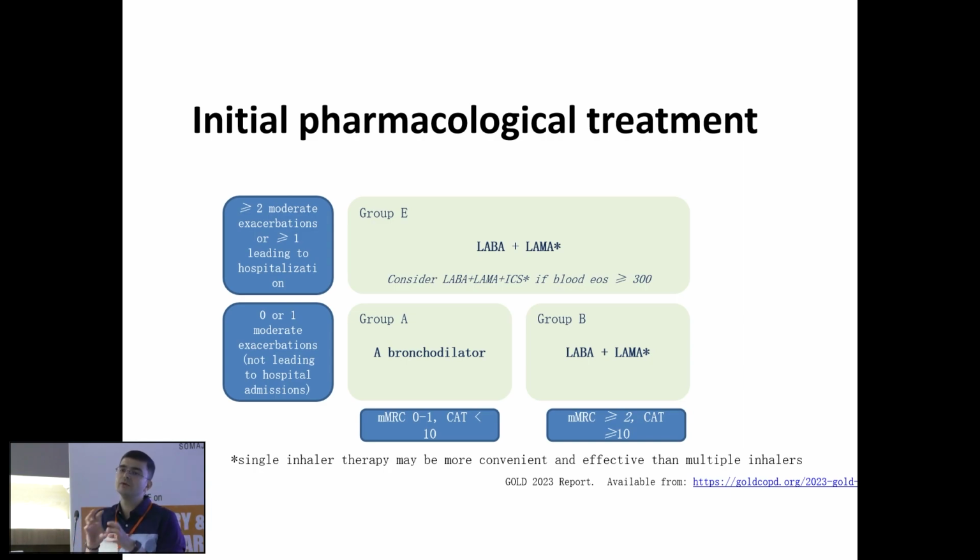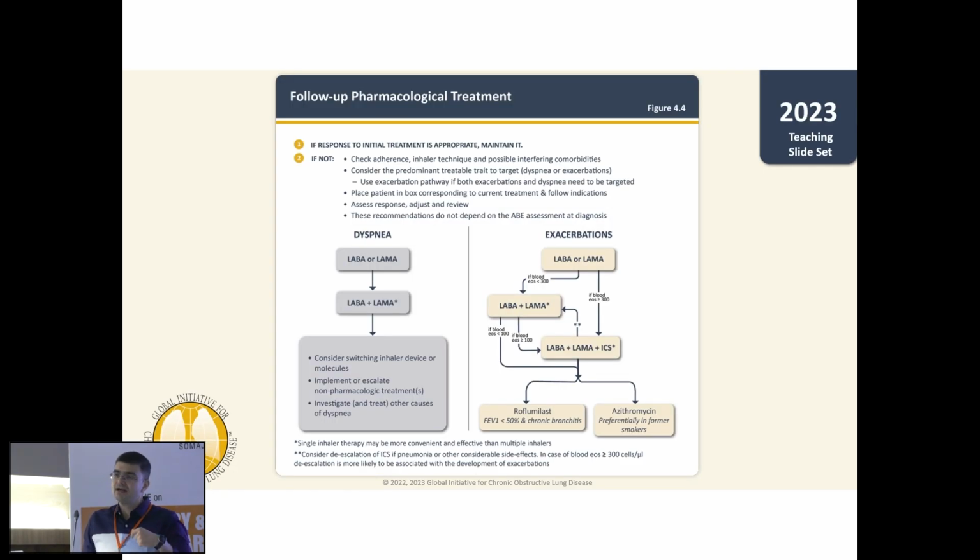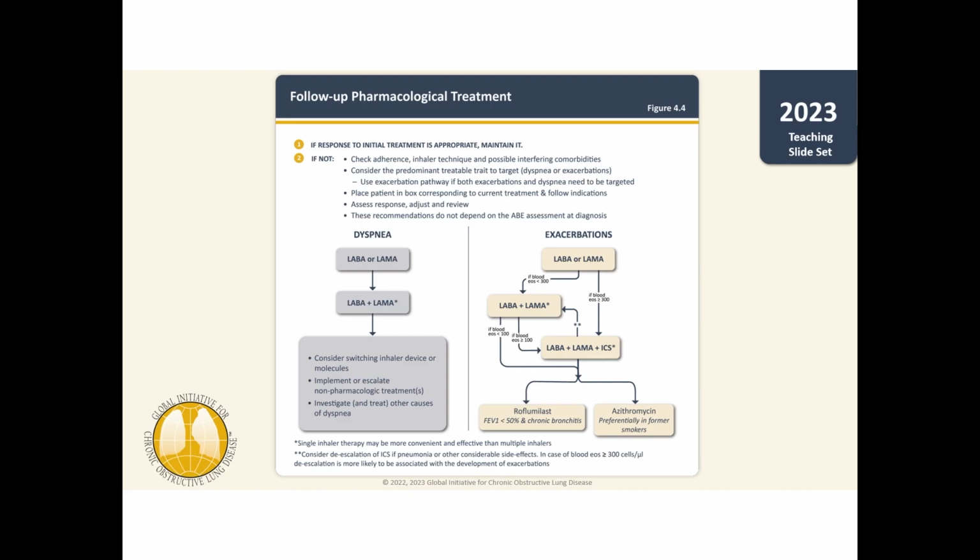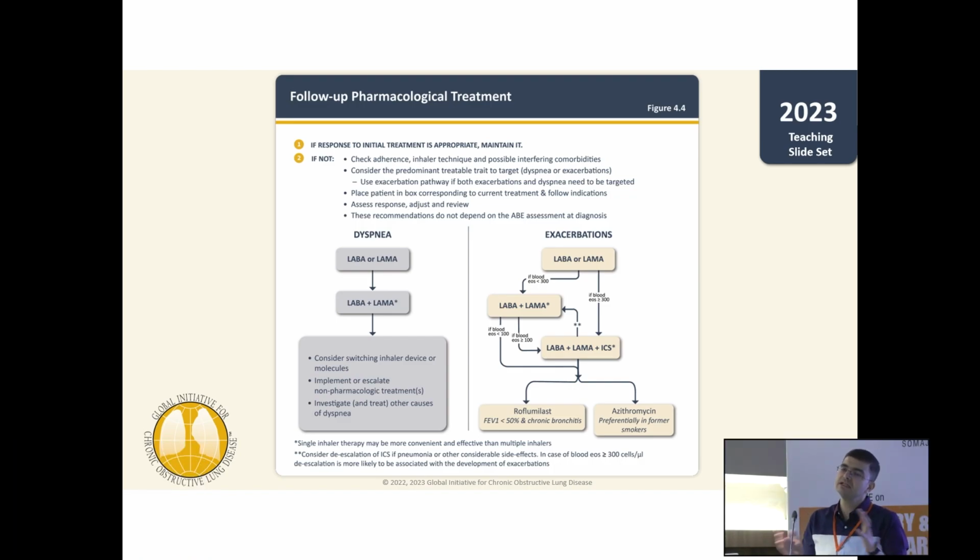So this is why you need to make this ABE diagram, because the management is going to depend on where your patient sits in the ABE diagram. And group E COPD is something which is very important, because now they want to distinguish it between dyspnea predominant group E COPD and exacerbation predominant group E COPD. Don't get too boggled or too confused by this. For all practical purposes, the treatment of group E COPD is triple therapy, LAMA, LABA with inhaled steroids.